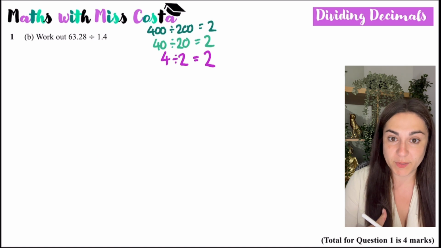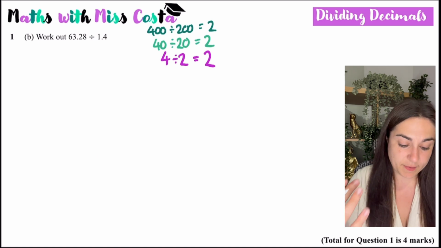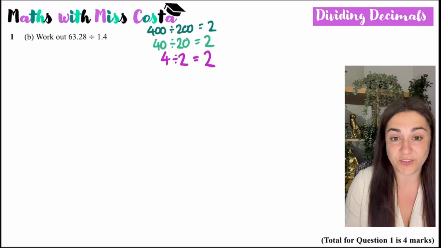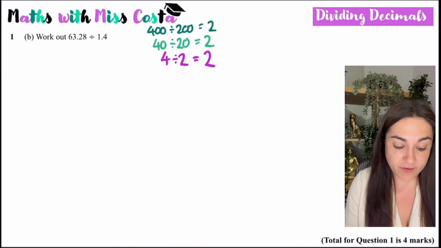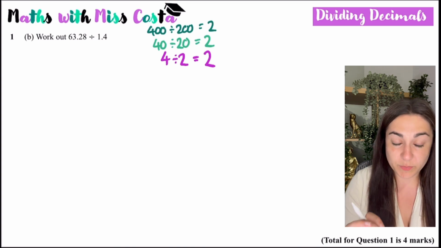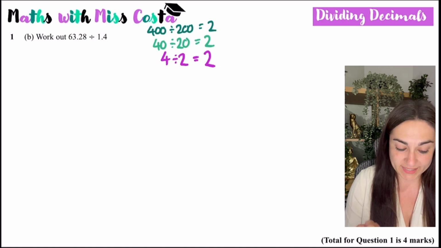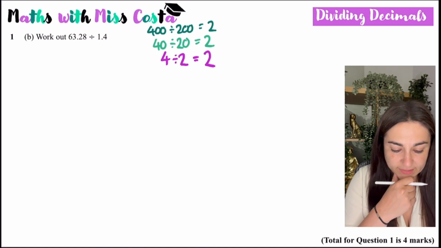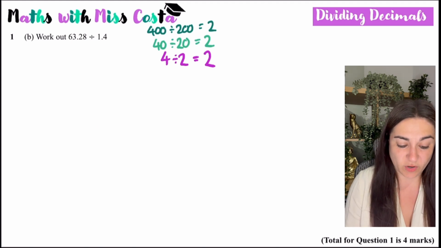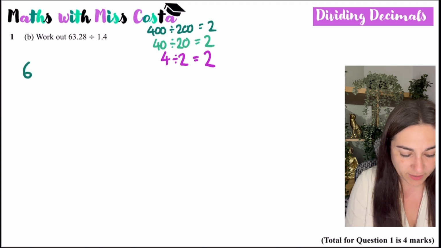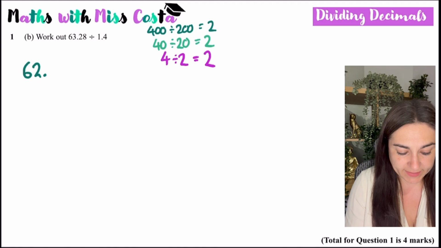So unlike with multiplication, where you have to convert them back by whatever you multiplied by, with division, whatever you do, as long as you've multiplied both parts of the calculation by the same power of 10, your answer will always be the same. So what I can do, and one of the best things to do when we've got something like this, is to actually write it as a fraction. So I've got 63.28 and it's being divided by 1.4.